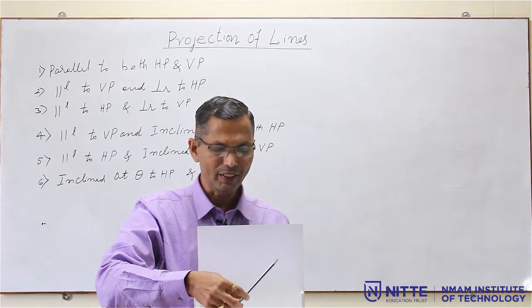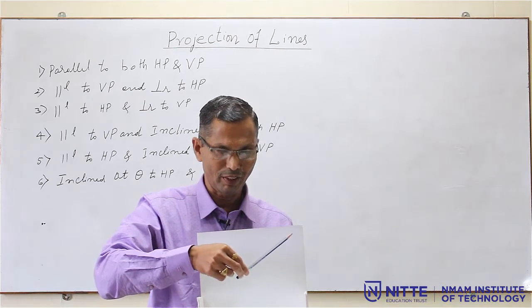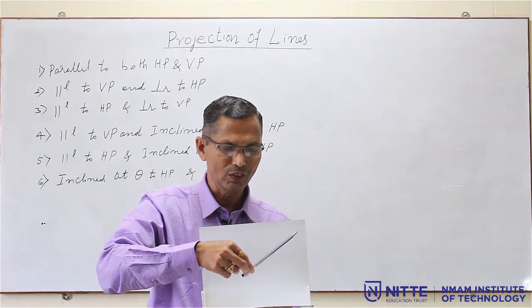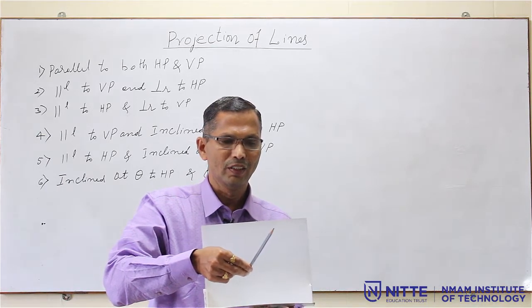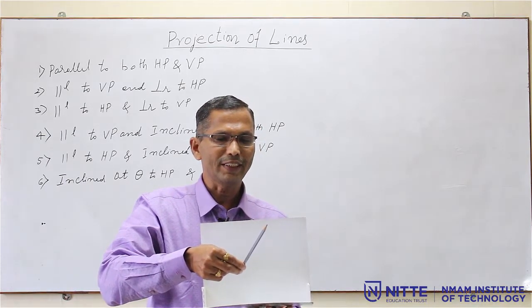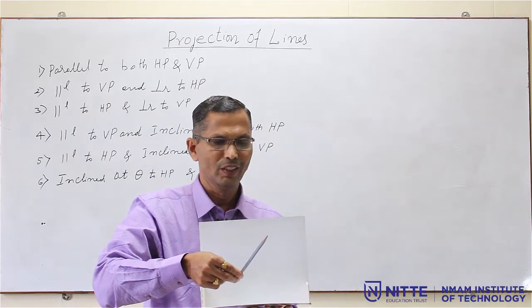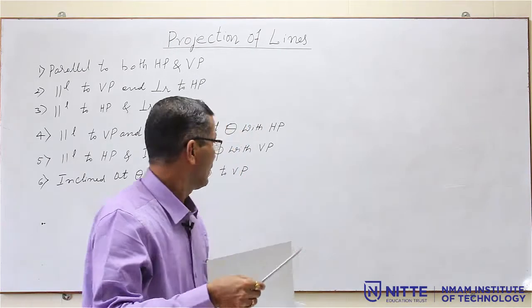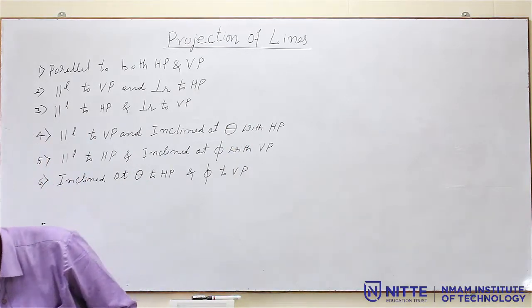So, what I have to make? It should be inclined to VP also. That is what I have to make. Now, this is inclined to HP only. So, rotate it like this. In this position, it is inclined to both HP and VP. So, these are the various conditions we have to study.